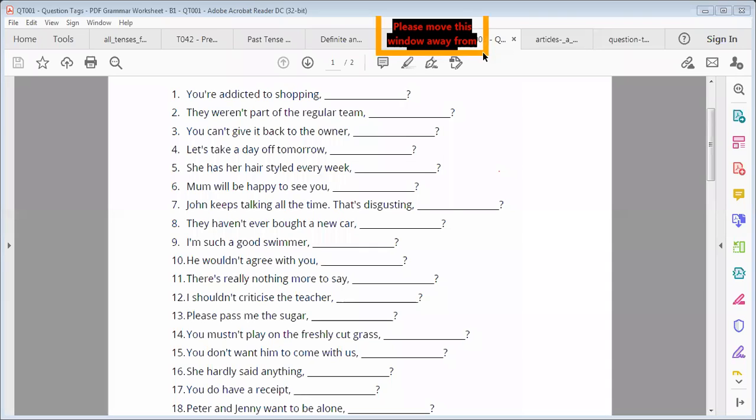Does is used with third person singular. Do is used with plural subjects. Yes, just solve the first 15 sentences.